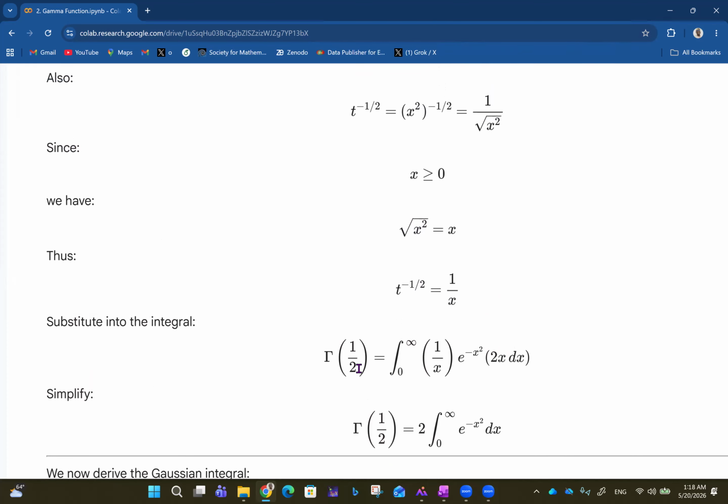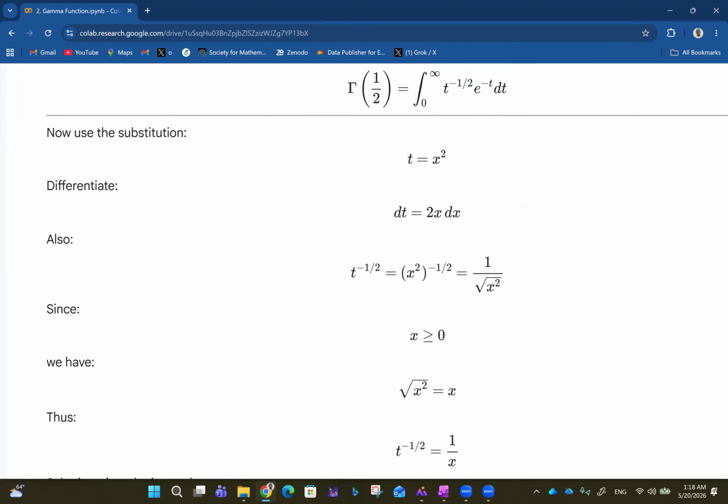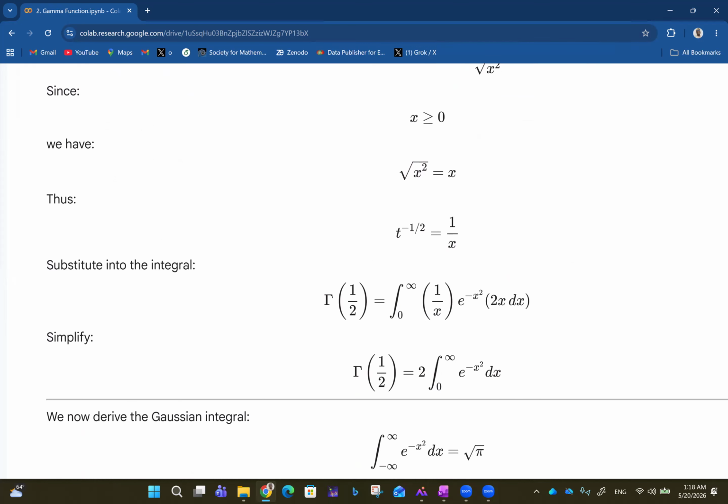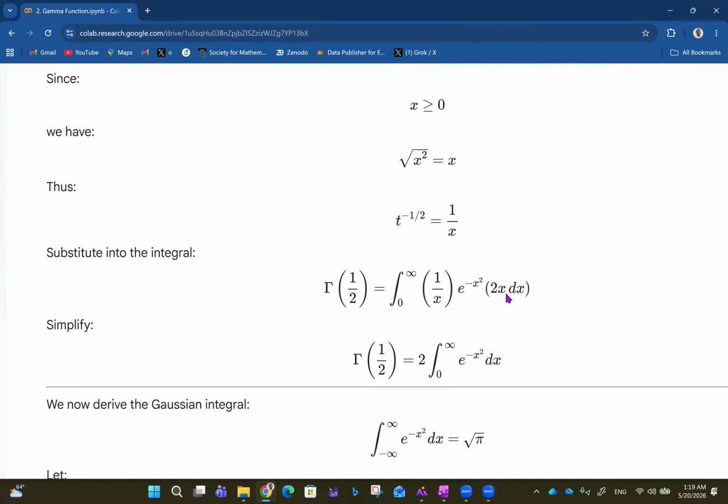So you can substitute into the integral. Gamma of 1 over 2 is equal to the integral from 0 to infinity of 1 over x, e raised to minus x squared, times 2x dx. What we have done there is to say this t raised to minus half is simply 1 over x. On the other hand, t now is x squared, so we have e raised to minus x squared. And dt is 2x dx, so we have this 2x dx right here. So we can bring out the 2. We have 1 over x, and x cancels x here. So we have 2 times the integral from 0 to infinity of e raised to minus x squared dx.